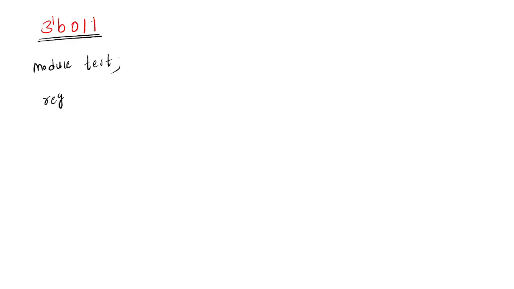How many bits are there? 3 bits are there, no? So the size is 3 bits, and this is the binary value. So reg [2:0] a; initial a equal to 3'b011; end module. Like this we can declare.